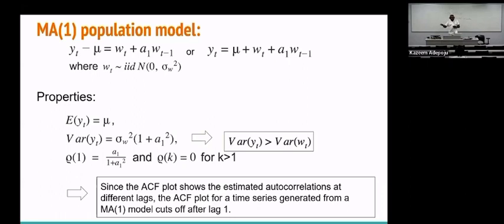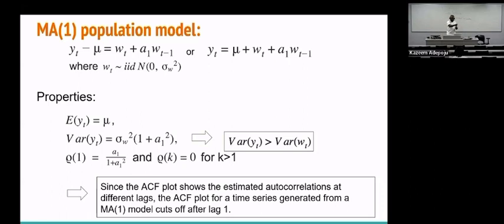When we are dealing with the autoregressive model, the autocorrelation function decays exponentially to 0. The partial autocorrelation cuts off at a lag K, but the reverse is the case under the MA model. Under the MA model, you know what happens? The autocorrelation function cuts off at a particular lag.